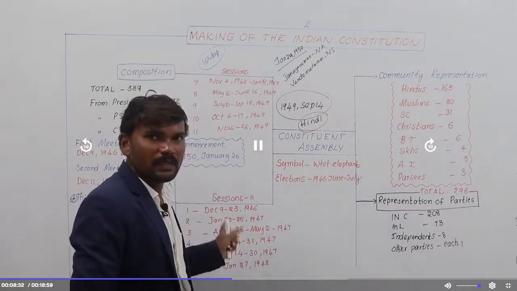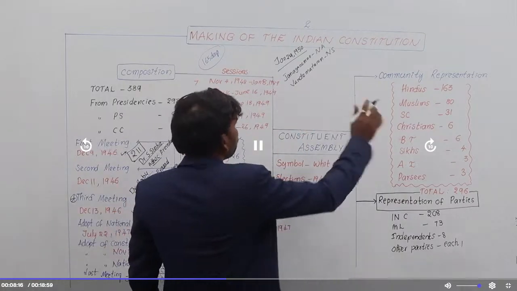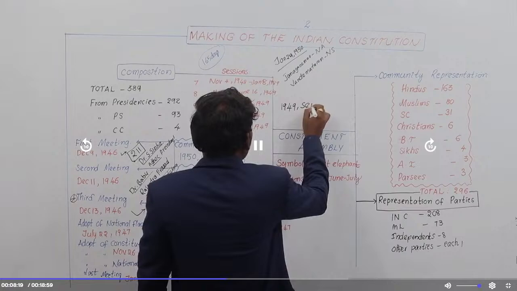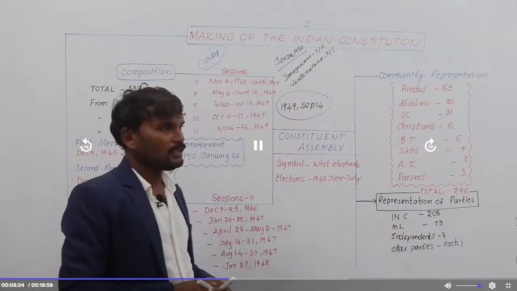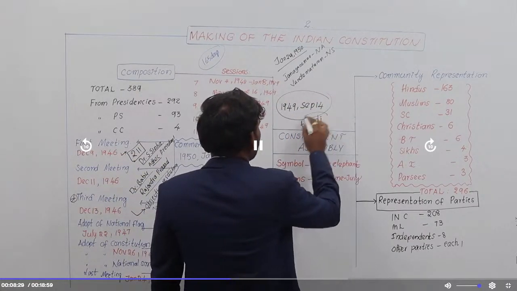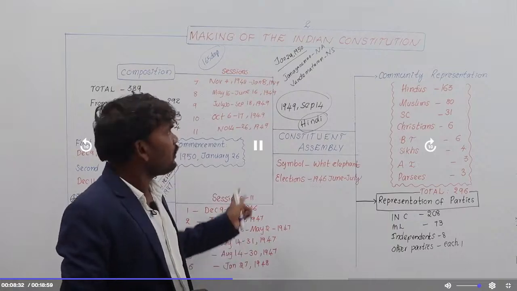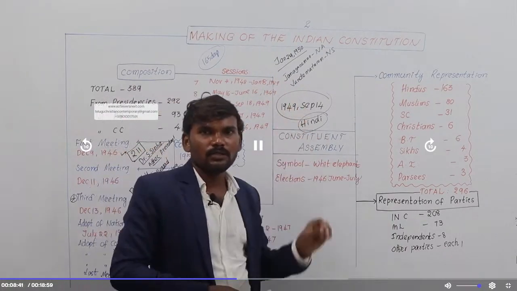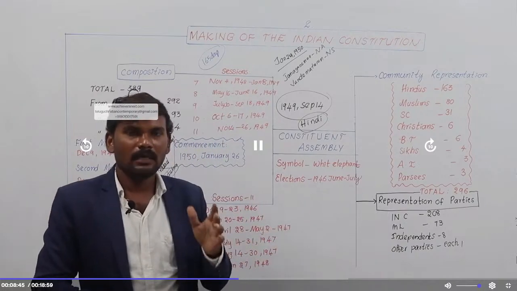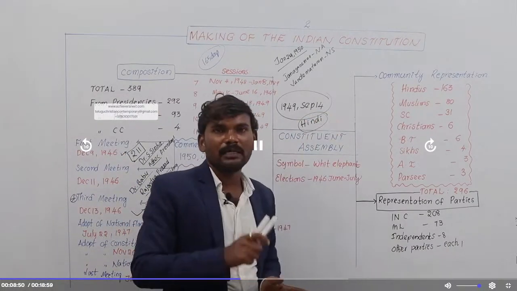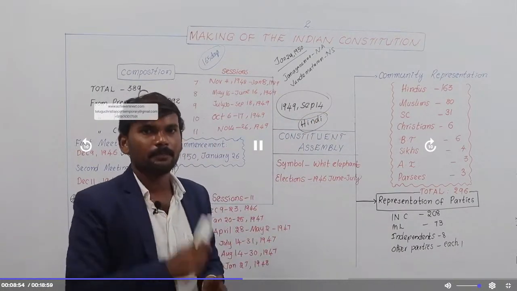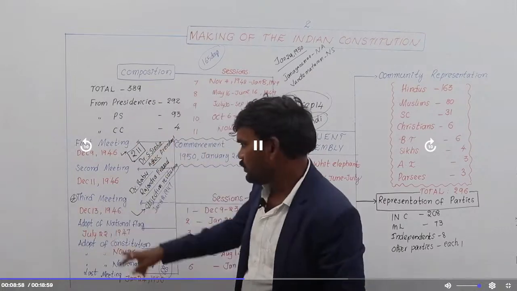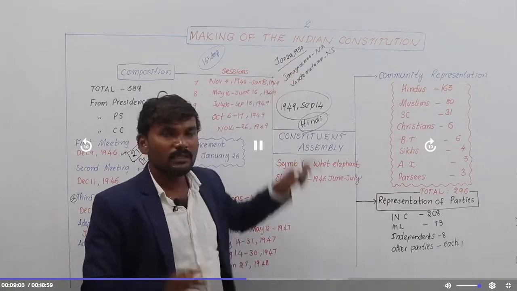These are three important dates: July 22nd, September 14th, and January 24th. On September 14th, 1949, our Constituent Assembly adopted the Hindi language as our national language, so September 14th is being observed as National Hindi Day. Don't forget, July 22nd, September 14th, January 24th. These three dates are very, very important.